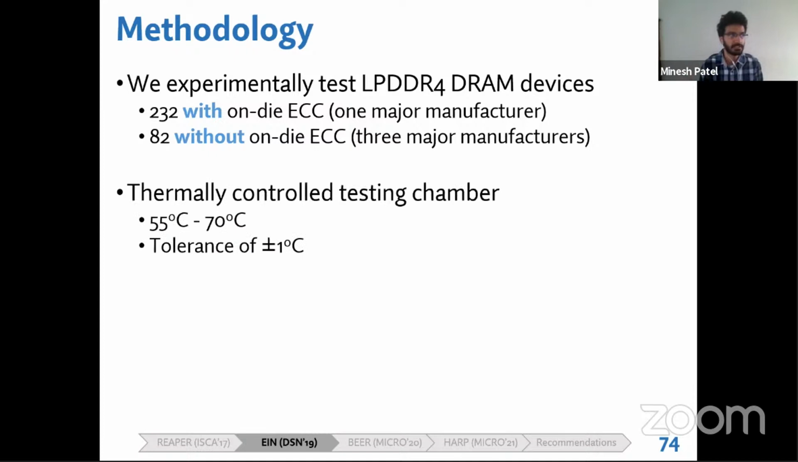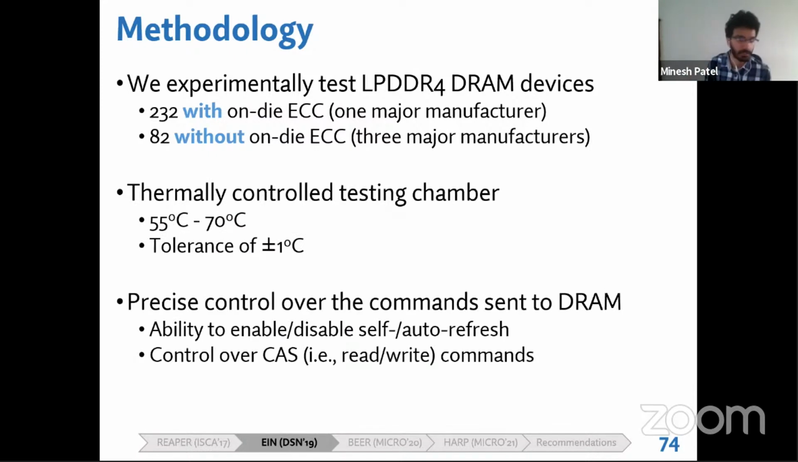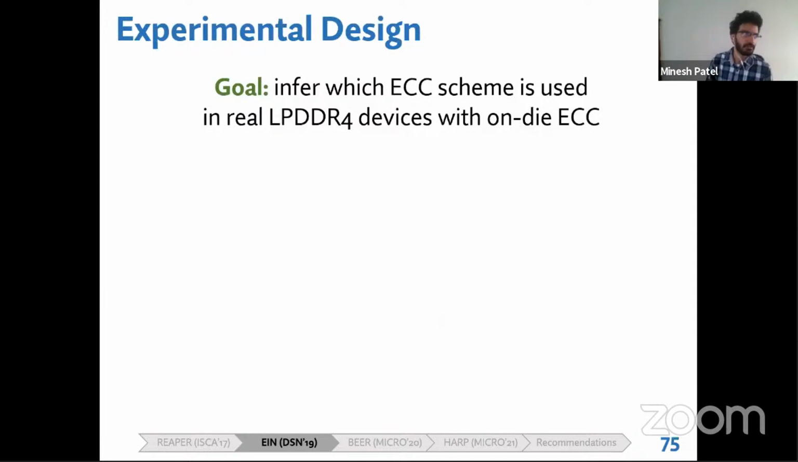We conduct all of our testing in a thermally controlled testing chamber, again, similar to the methodology of the previous work. Here we have precise control over all of the commands that we issue to DRAM. For example, enabling or disabling self and auto refresh, and control over all the CAS commands such as read and write and so forth. Now I'll describe our experimental design a little bit.